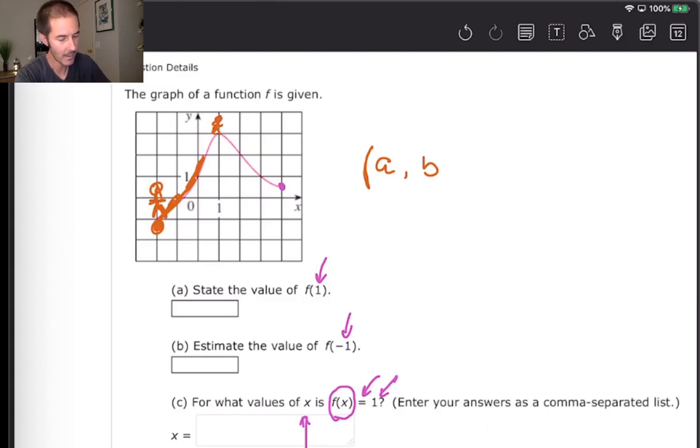I'm definitely going uphill as I'm walking from left to right, but when you get to the top of a hill, are you still going uphill? I don't think so. That's where I'm going to sit down and take a break. So I would say that that's not increasing there anymore, and I would close the interval with a parenthesis.